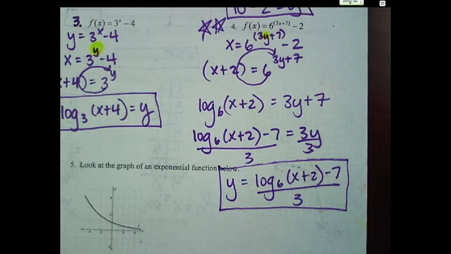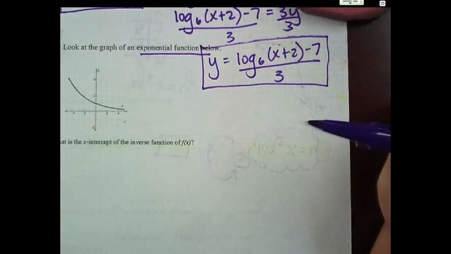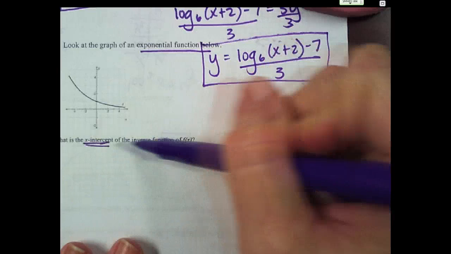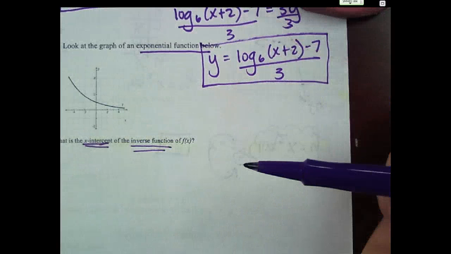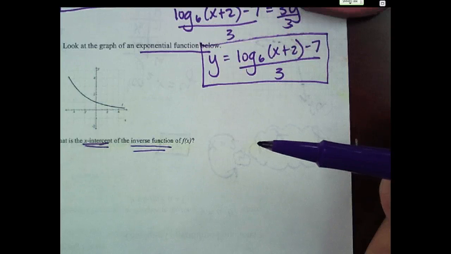Number 5 says, look at the graph of an exponential function. What is the x-intercept of its inverse function? What do we know about inverse functions? What happens to their ordered pairs? What are they going to do? They're going to flip.